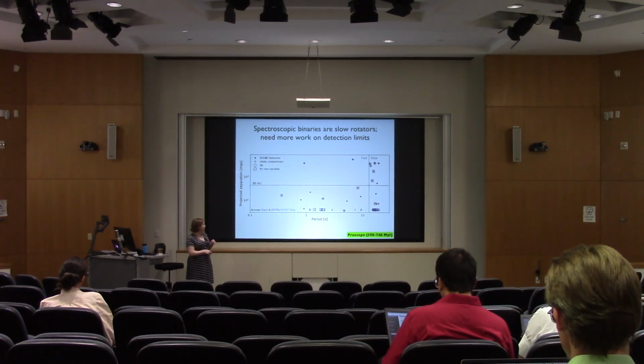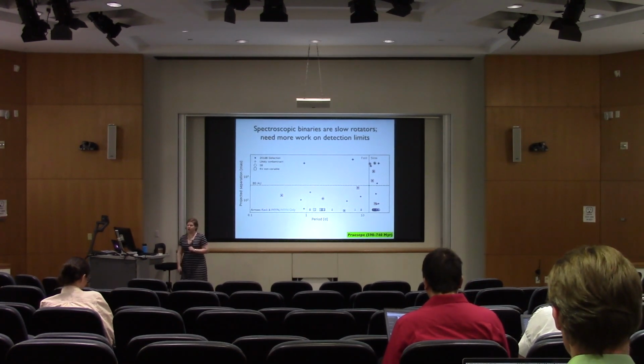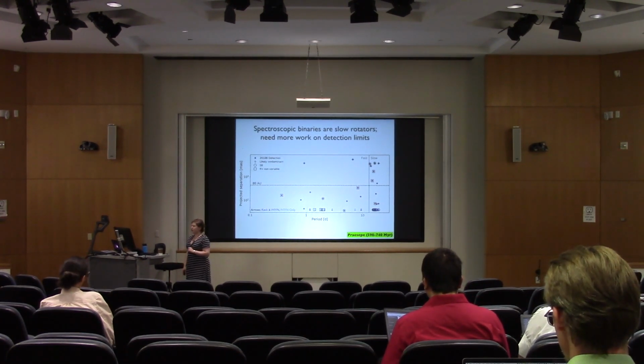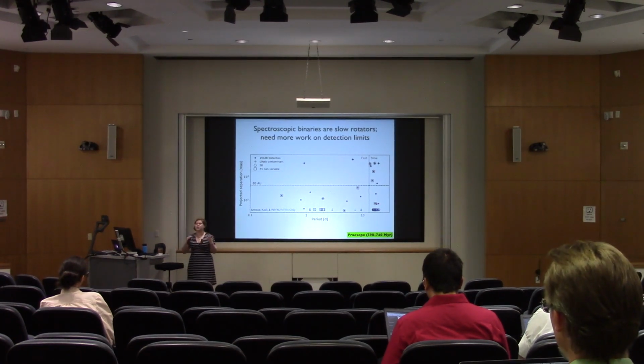One is that we still have quite a few stars that are rapidly rotating but don't have a binary companion. And so we need to figure out what's going on with those, and whether our detection limits are causing the problem or if it is a physics thing.